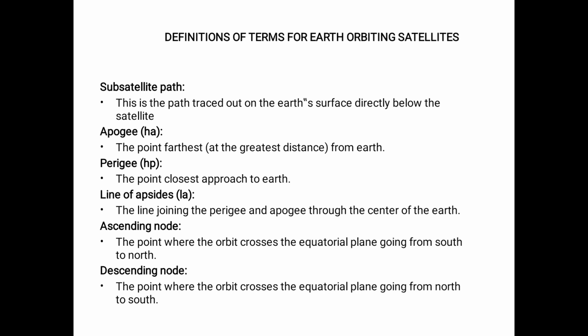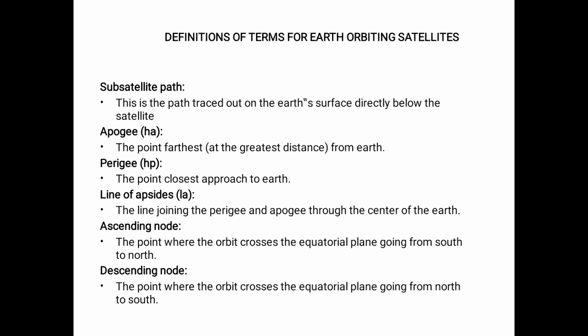Sub-satellite path: this is the path traced out on the Earth's surface directly below the satellite. Apogee: the point furthest from Earth. Perigee: the point closest to Earth. Line of apsides: the line joining perigee and apogee through the center of the Earth.